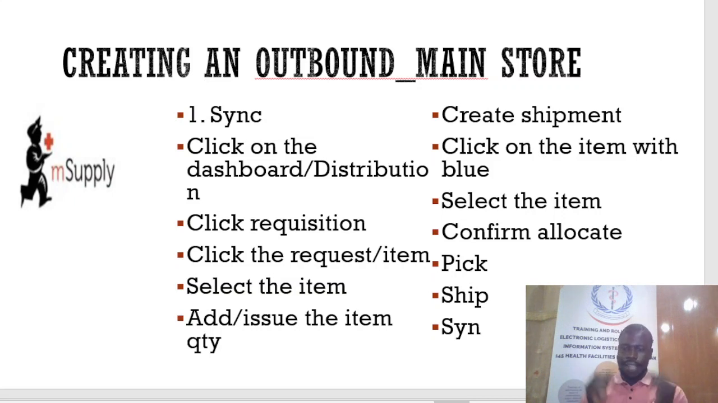And then it takes up that this is the quantity I'm giving to this particular one. Please go over it all until all of them turn gray. And then the next thing that you need to do, you have to select the item and then you confirm allocation. So after you have confirmed the allocation, now the next thing that you need to do, you go first and pick the items.